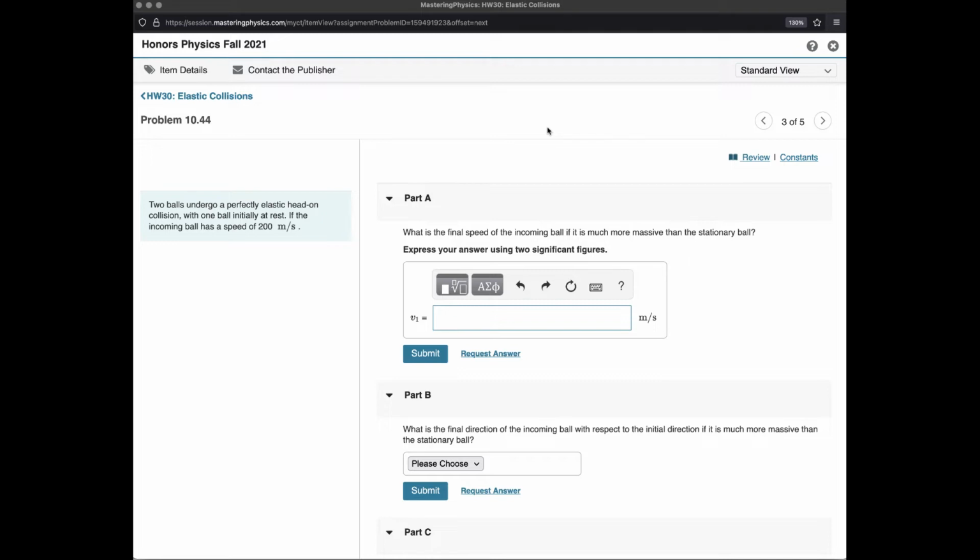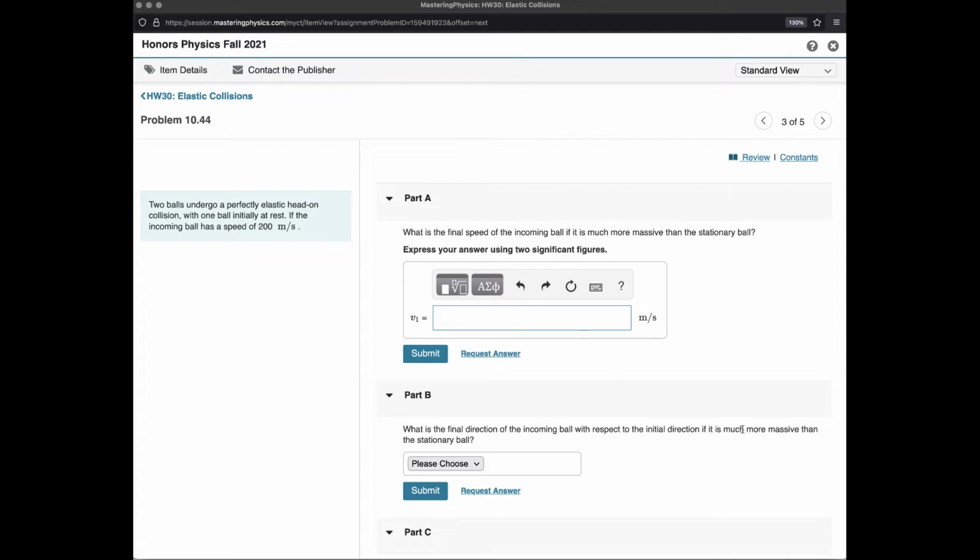What is the final speed of the incoming ball if it is much more massive than the stationary ball? Well, I don't really need to write down a lot of equations to work this out. Imagine that I have a ball that is super massive, moving with a large velocity, 200 meters per second, and it collides with a very small ball. Well, its velocity is not going to be changed by much. So I might guess that the velocity v1 is 200 meters per second.